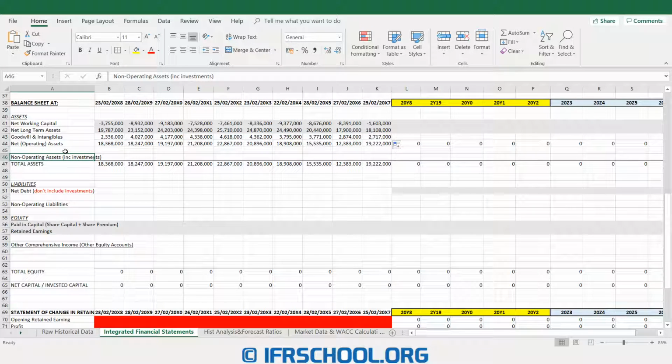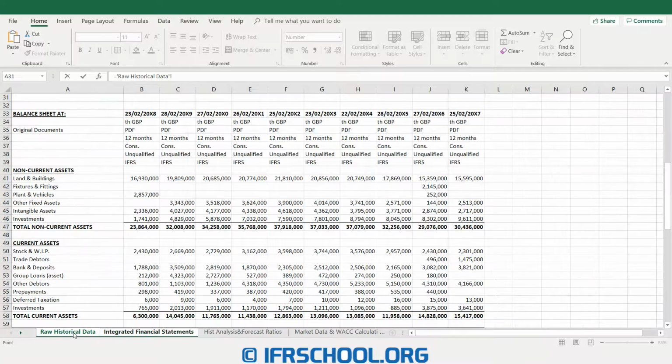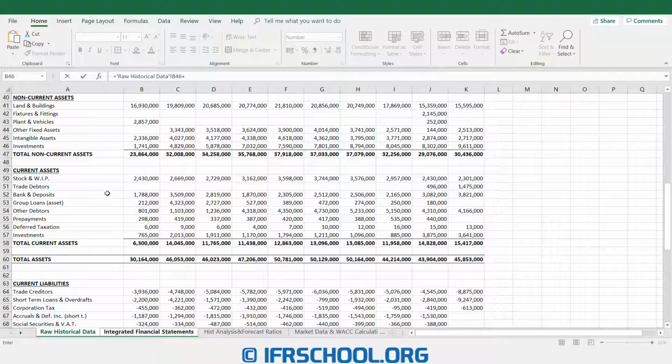I will use the non-operating assets line item to include any asset accounts which have not yet been included in any of the other line items. From non-current assets, I will include non-current investments. I've made a choice to include non-current investments in non-operating assets. You could also reasonably include this account in the net debt plug. From current assets, I will include group loans and deferred tax assets.